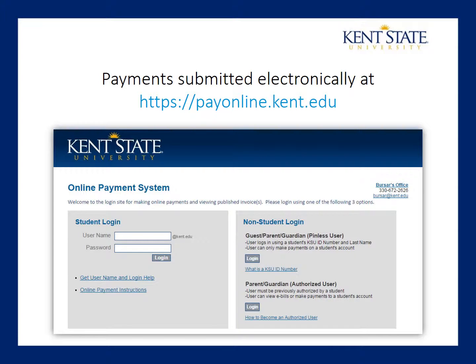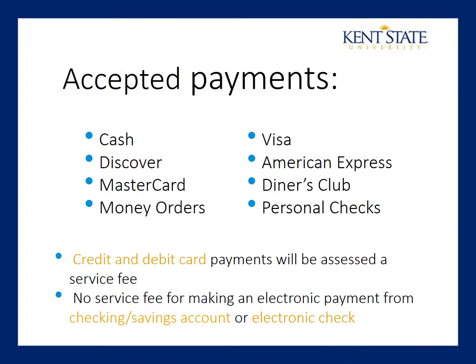As a parent, guardian, or other family member, you can also receive invoices so you will know when the bill is due. On this website, at the bottom right, there are instructions on how to become an authorized user. This is where the student can sign you up to receive invoices as well as email notifications. Accepted payment methods are listed here. It is important to point out that there is a service fee assessed when paying by credit or debit card. However, there is no service fee assessed when making an electronic payment from a checking or savings account or using an electronic check.